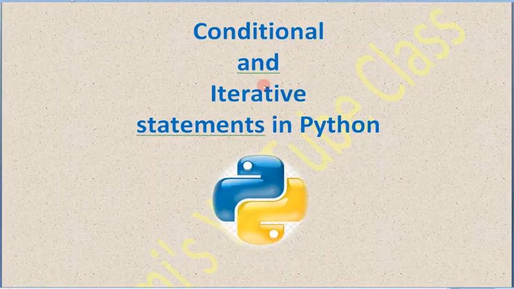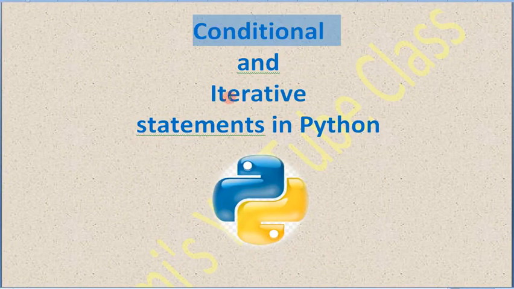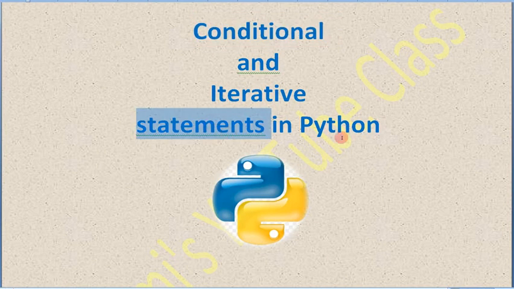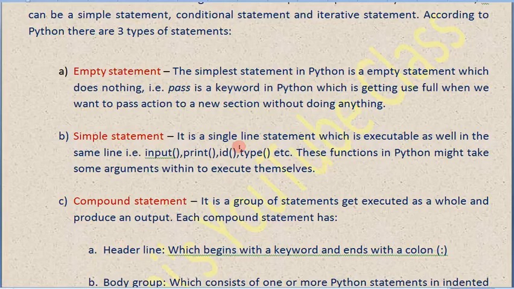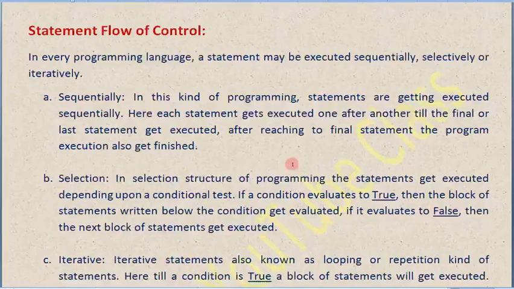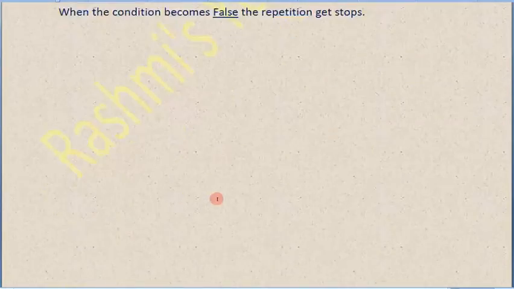Welcome all. In this video, we will continue the conditional statements. This is a part 2 video, where I am going to continue with the conditional statements. In the previous video, we saw types of statements in Python: empty statement, simple statement, compound statement. Thereafter, we came to know about the flow of control. There we learned sequential, selection, and iterative programs can be written.